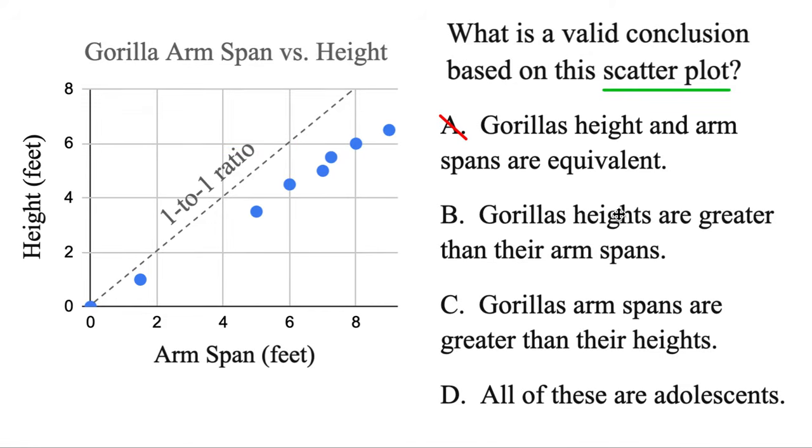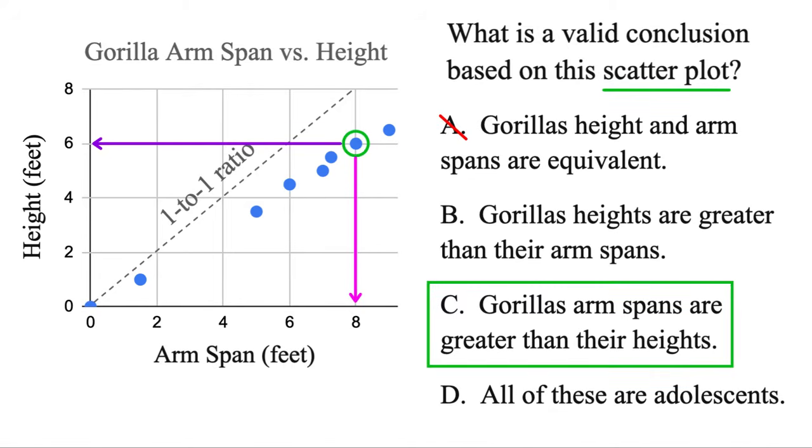Okay, the next one, gorilla's heights are greater than their arm spans. To find if that's true, just find a point right here, go straight down, and go straight across. So this gorilla has an 8-foot arm span, but only a 6-foot height. In other words, its arm span is bigger, and that's going to be true for all of these points here. So C, that's our correct answer. Gorilla's arm spans are greater than their heights.